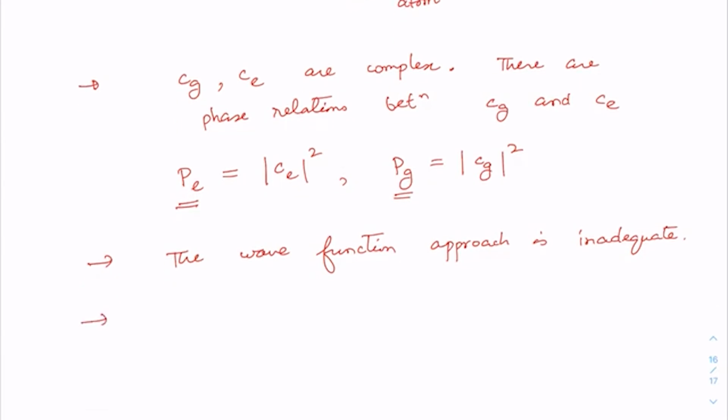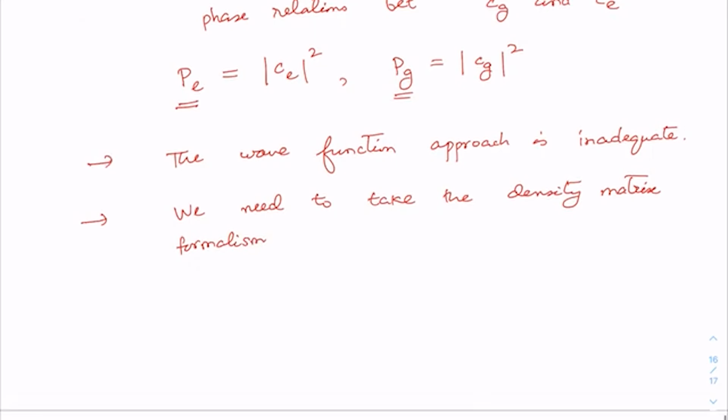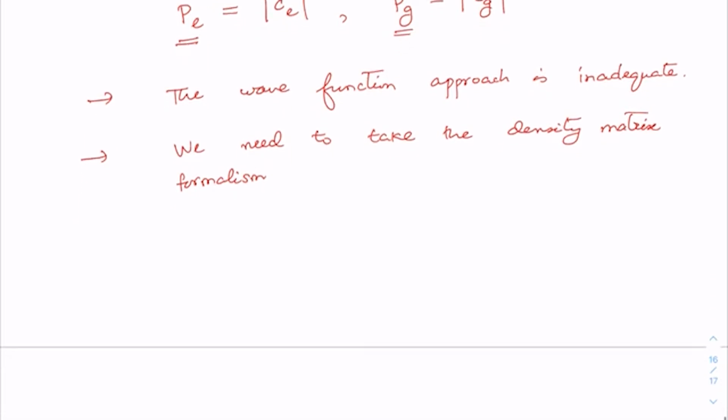So the appropriate approach would be to take the density matrix formalism. We have actually discussed this formalism in our module 1, the density matrix formalism, where we can take into account the coherences as well. In module 1 we have already discussed the density matrix formalism in some detail, so I would not like to repeat it here, but very quickly I can remind you about it.